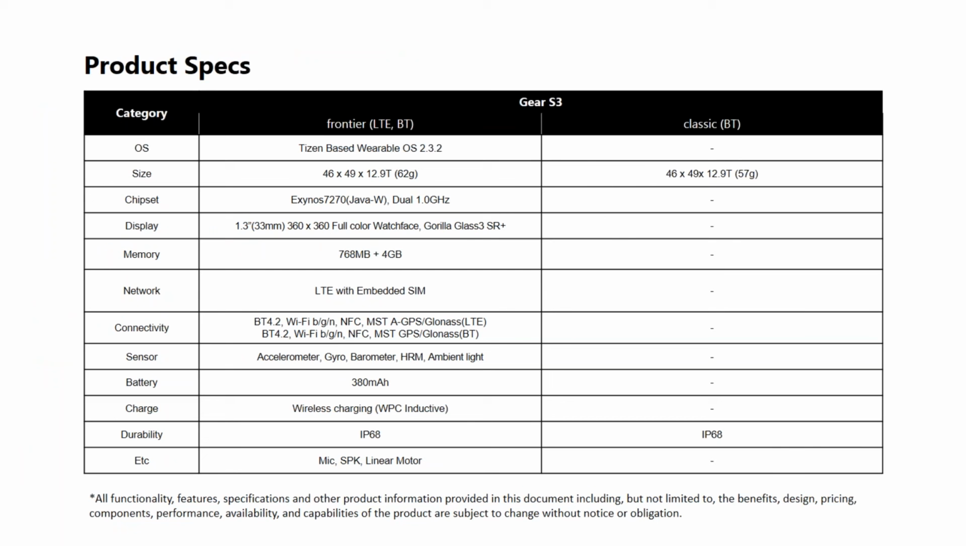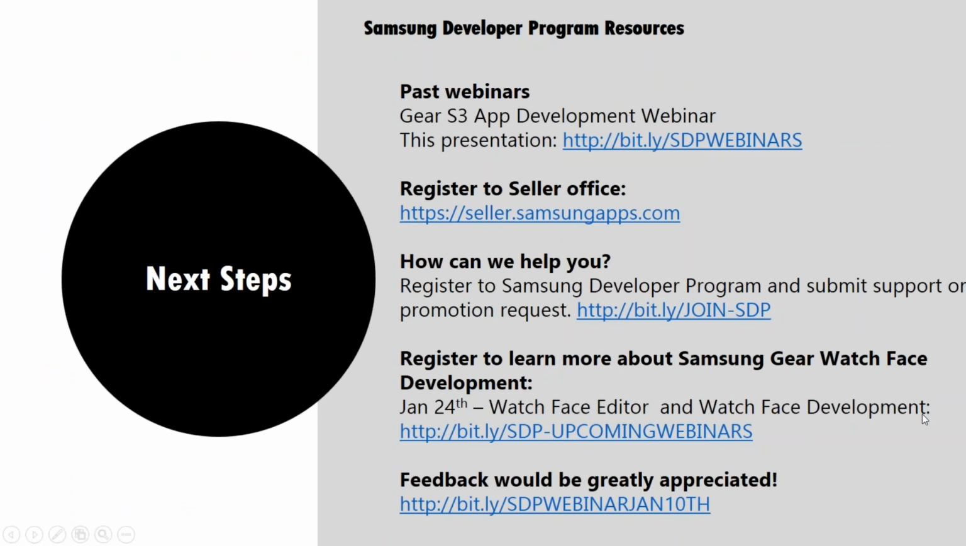On this slide, we are sharing the device specifications. You can get all the details here, and let's talk about the next step. We have the past webinars recorded on samsungdevelopers.com. You can find the previous presentation about the Gear S3 app development with the heart rate example walkthrough of the heart rate example app. This presentation will be shared there. The slides will be available as a PDF.